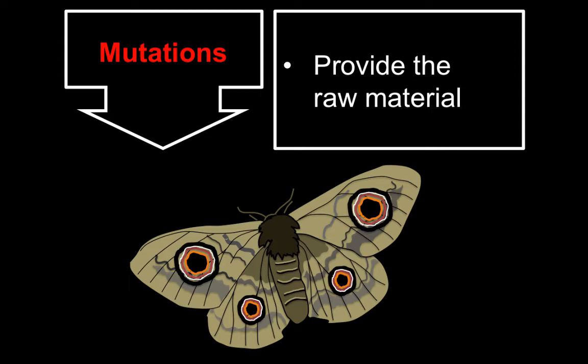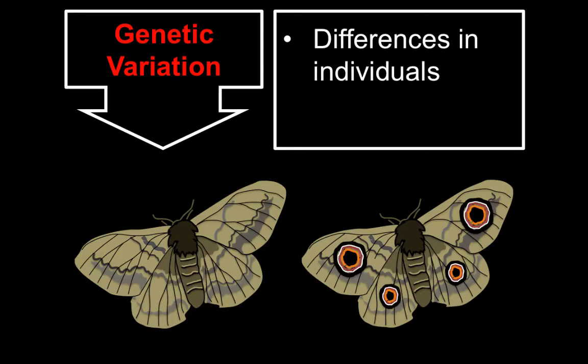We have a mutation that has caused this moth to have these spots on its wings. This mutation is going to result in genetic variation, meaning that individuals in the population are different. Those new alleles bring about variation. So here we have two different looking moths.